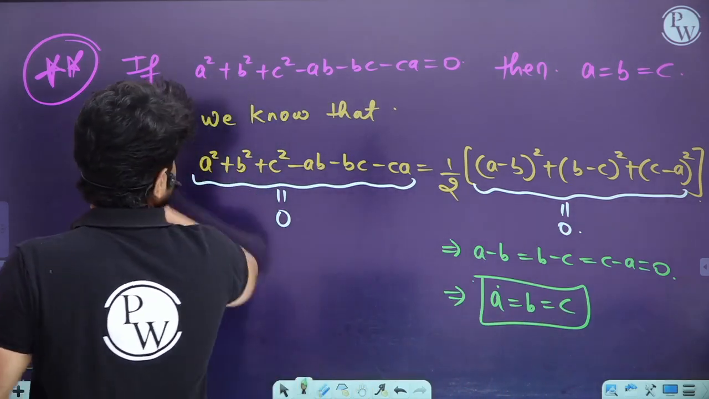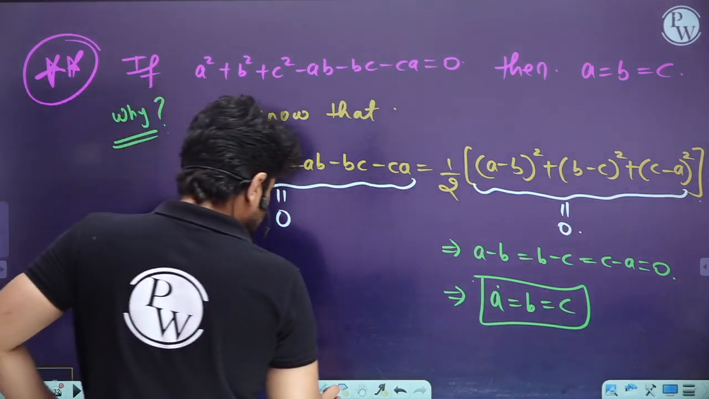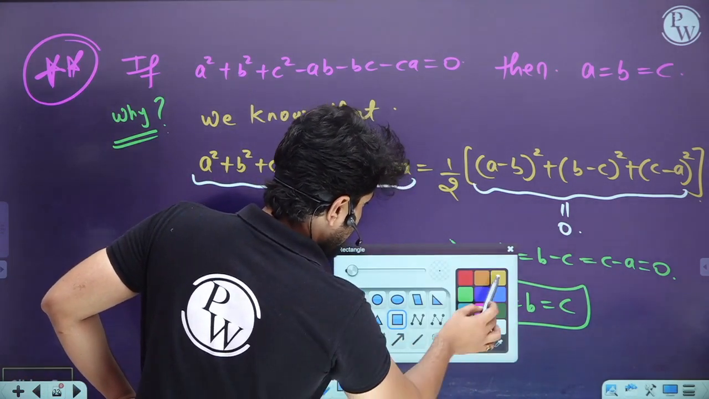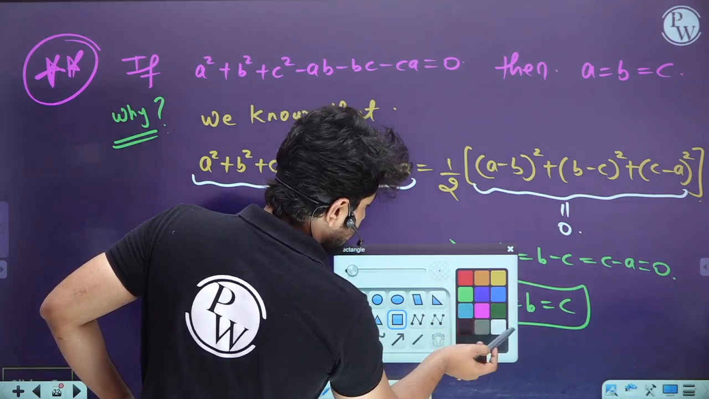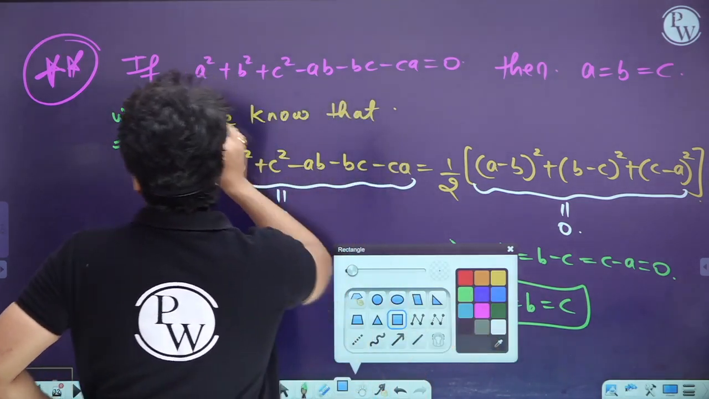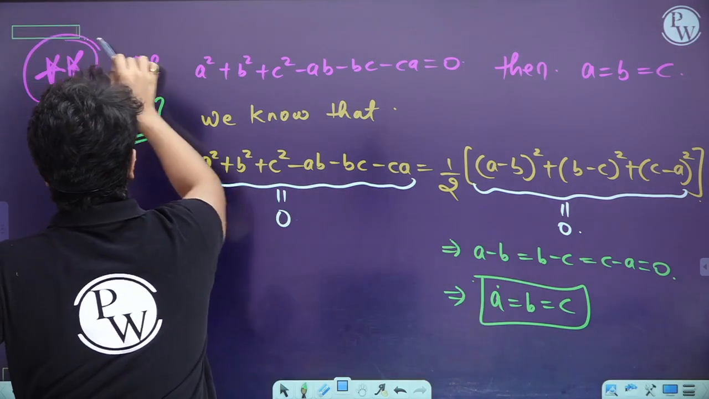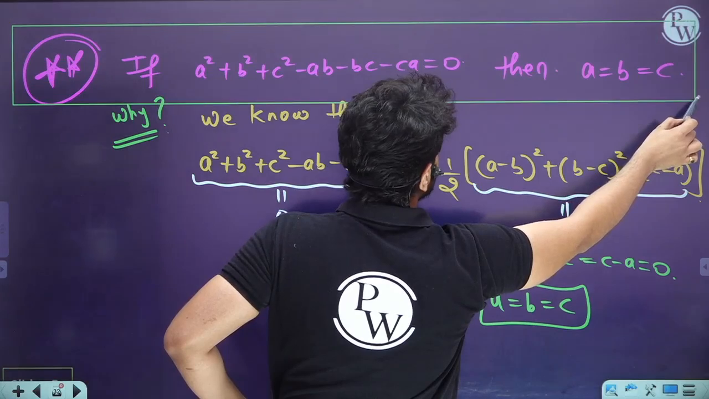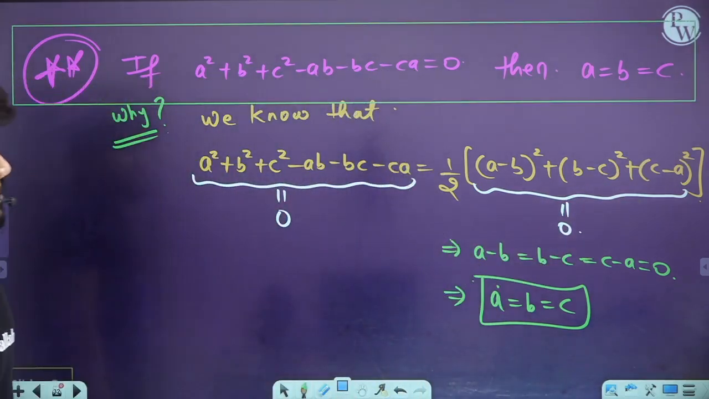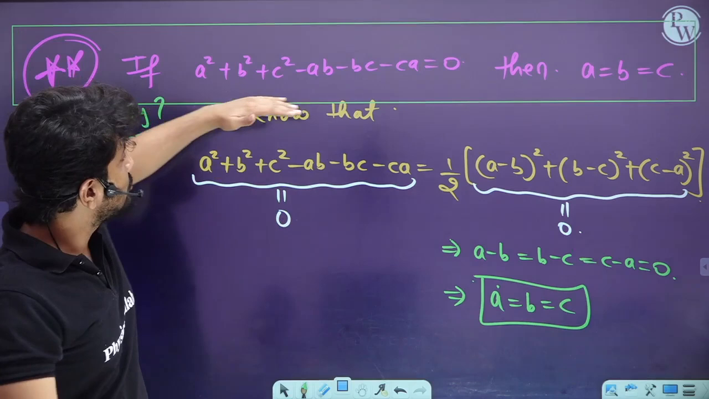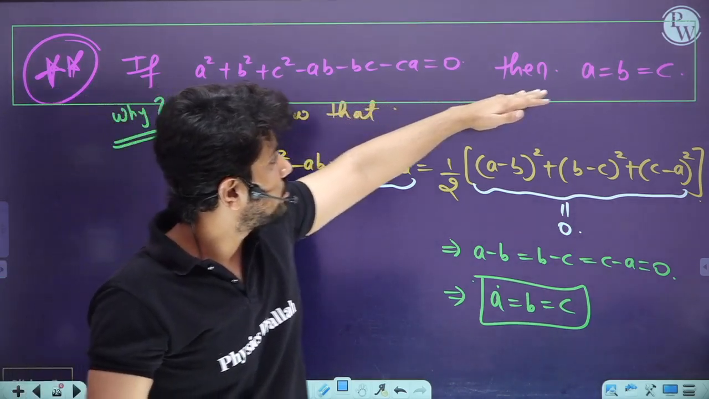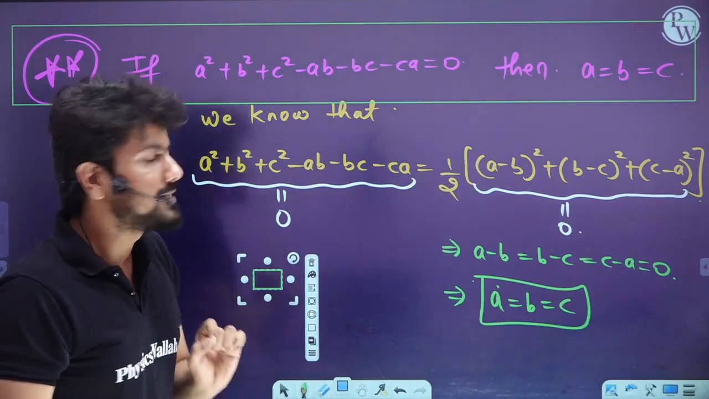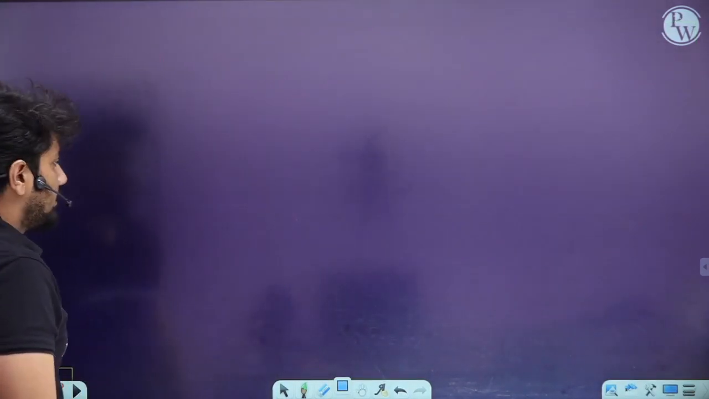So this is a very important identity which you need to remember, everyone. Let me put that into a box. If a² + b² + c² − ab − bc − ca is 0, then a equals b equals c. And we have seen the proof of why it happens.